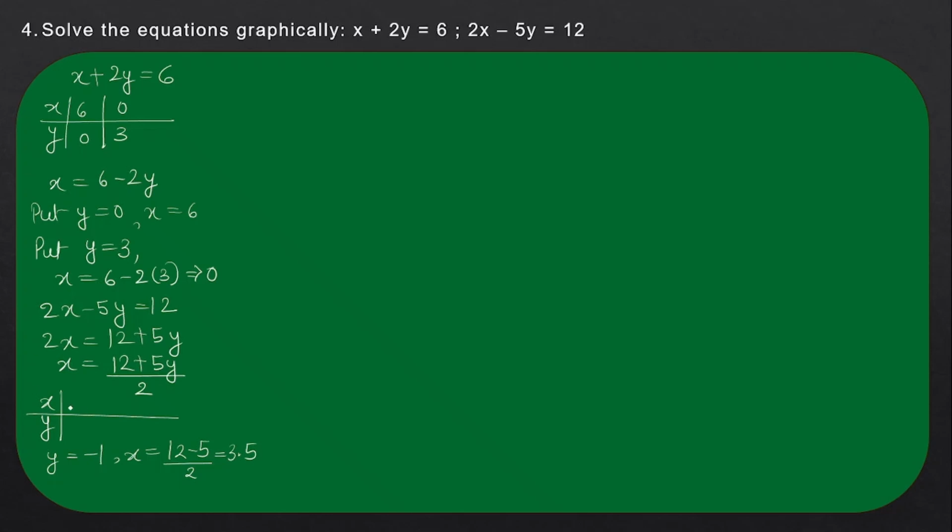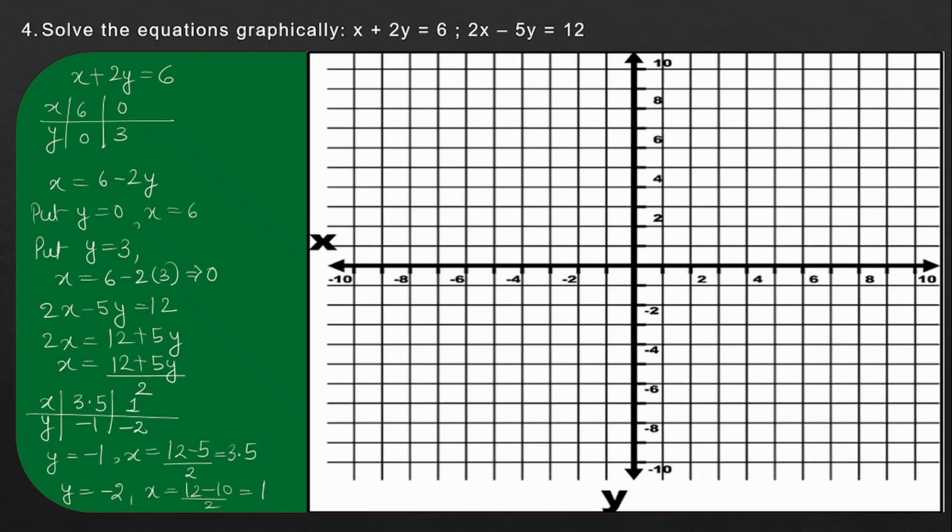So the first point I get is 3.5 and minus 1. For the second, I'm taking y as negative 2, which makes x is equal to 12 minus 10 by 2, which is 2 by 2, which is 1. So the second pair of points that I get is 1, minus 2. Now let us plot these points on the graph. Now this is my graph.